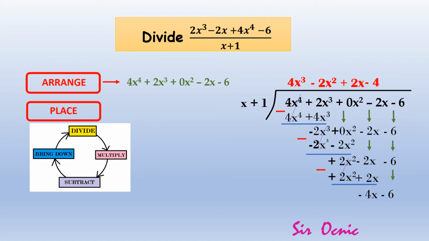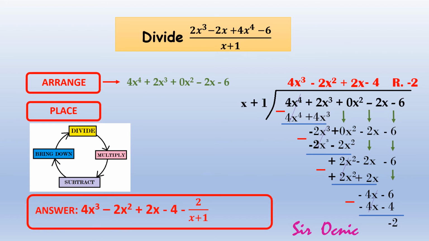Negative 4x divided by x is equal to negative 4. Multiply negative 4 to x plus 1, we will then have negative 4x minus 4. Subtract the remaining terms, so we will then have 0 and negative 2. We now have the remainder negative 2. Therefore, the answer is 4x cubed minus 2x squared plus 2x minus 4 minus 2 all over x plus 1.